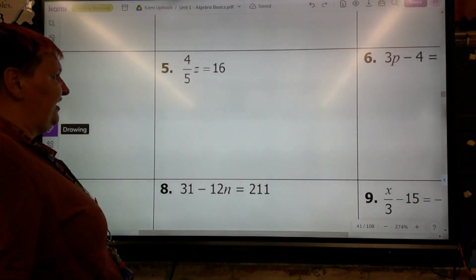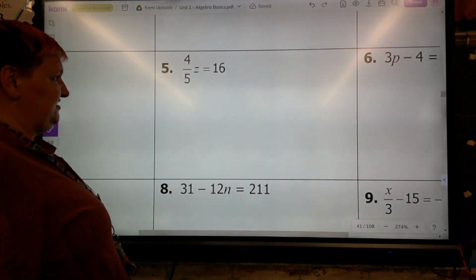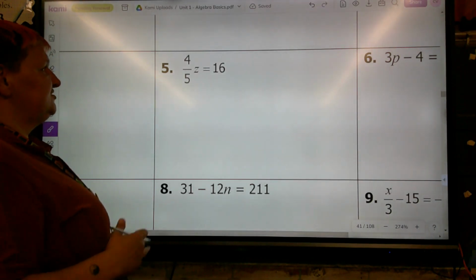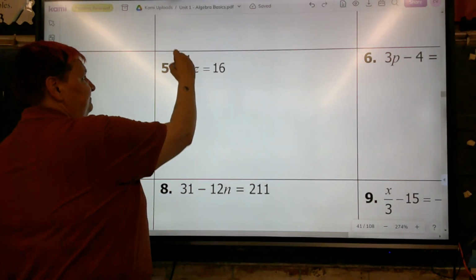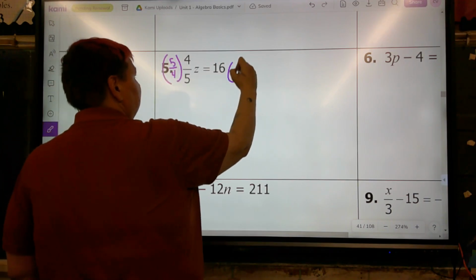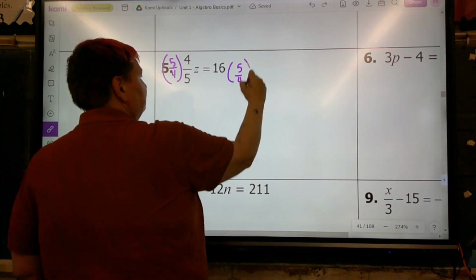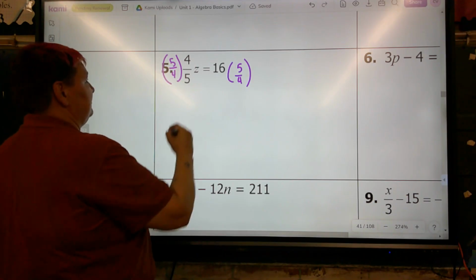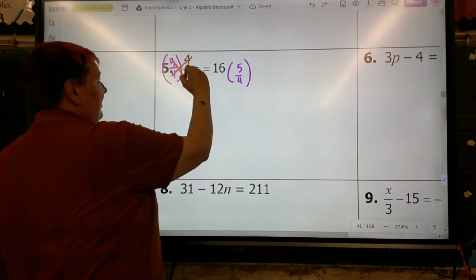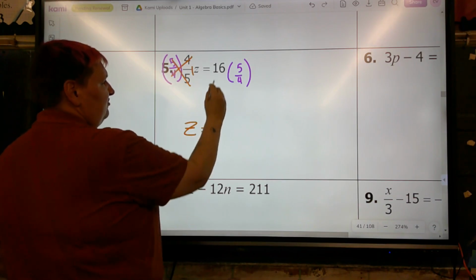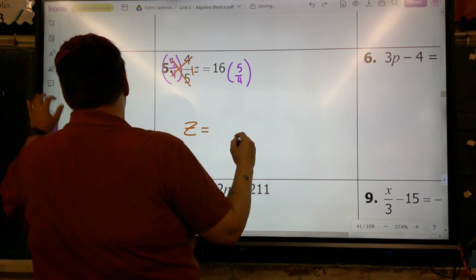4 over 5 times z equals 16. 4 over 5 is a fraction, so we're going to flip and multiply. I suggest you simplify first, right? These cancel out, you get your invisible 1, so z equals, simplify first, right?